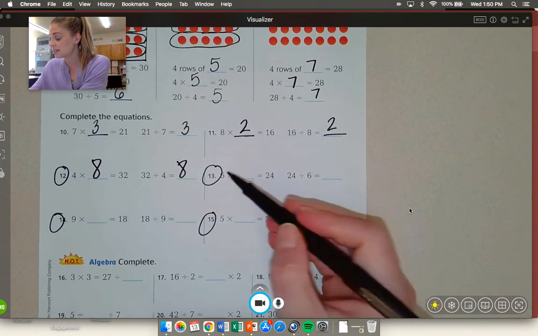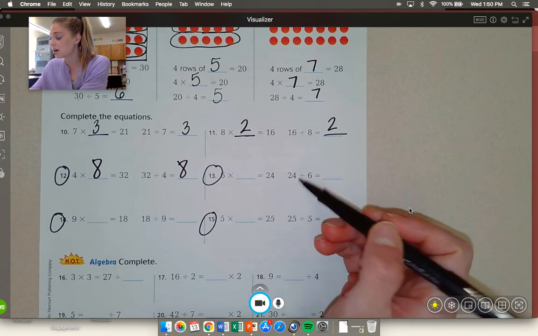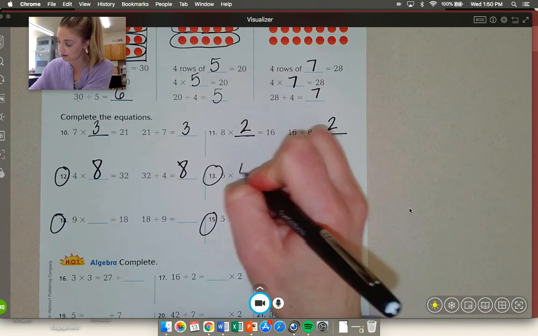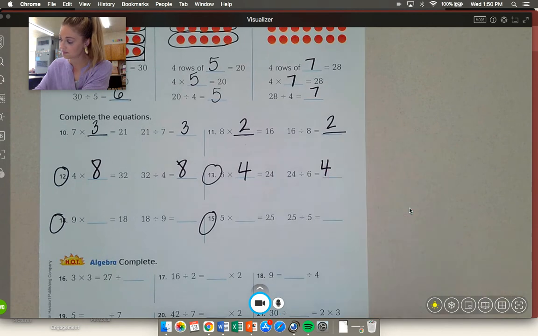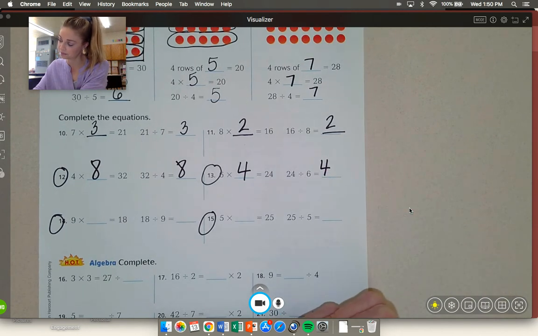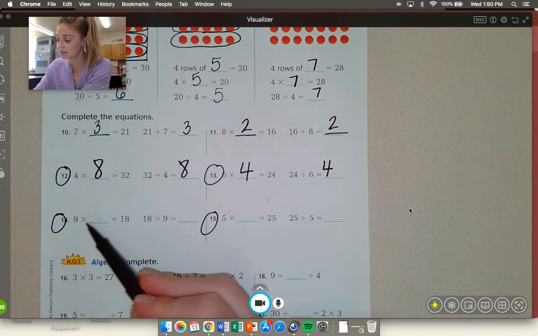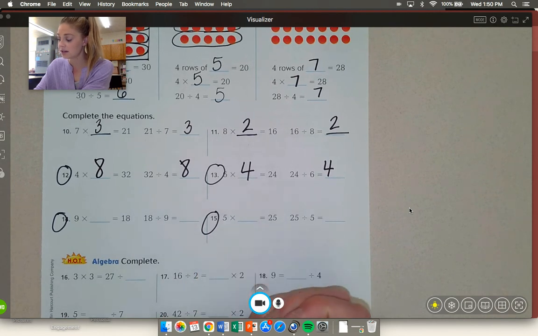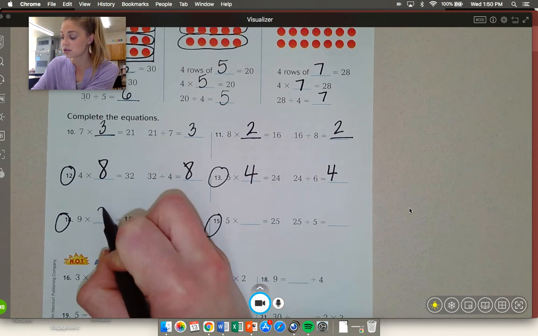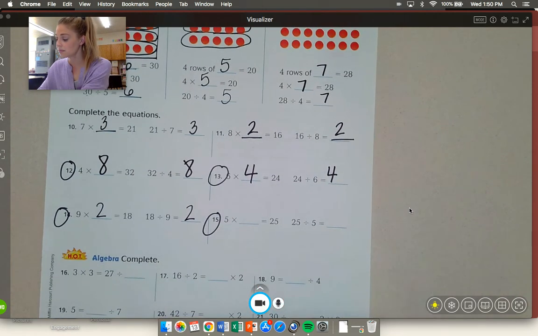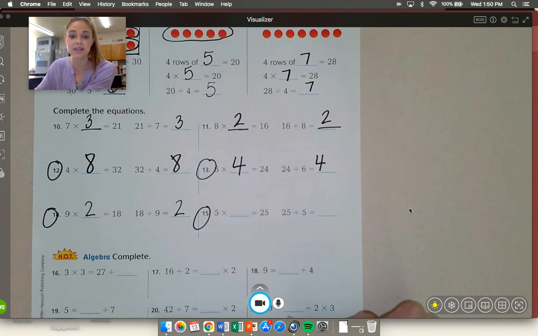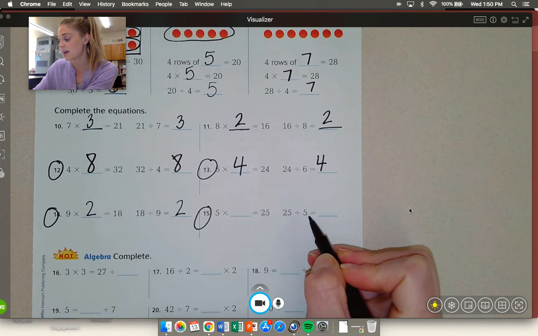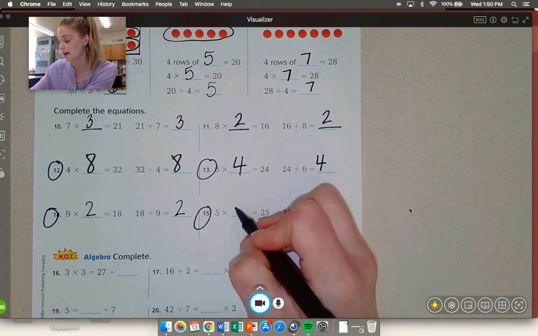Number 13, 6 times blank equals 24, and 24 divided by 6 equals blank. This should be 4. The next one is 9 times blank equals 18. 18 divided by 9 equals blank. The number that goes in those blanks should be 2. And last but not least, number 15, 5 times blank equals 25. 25 divided by 5 equals blank. That should be 5.